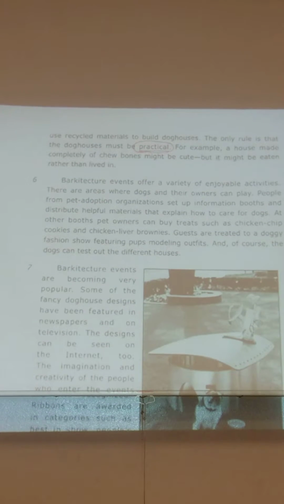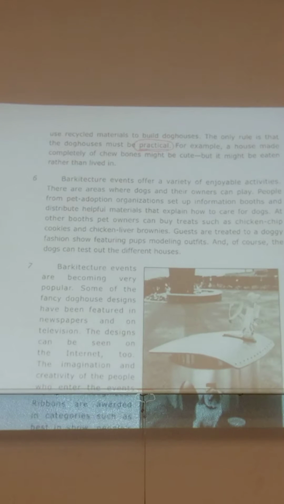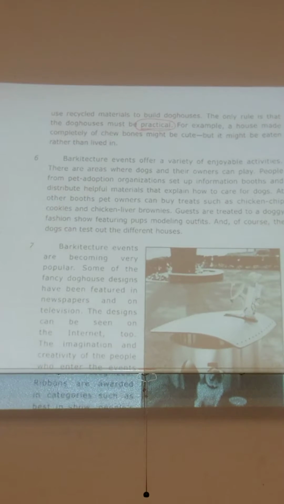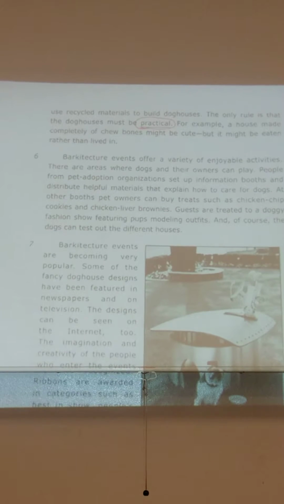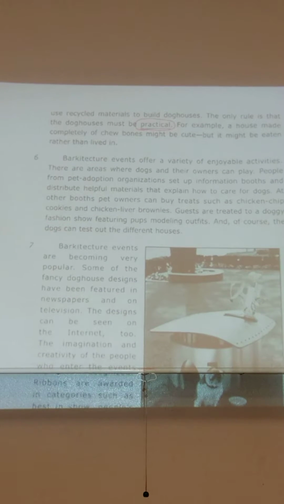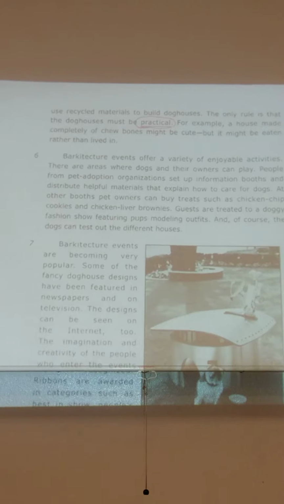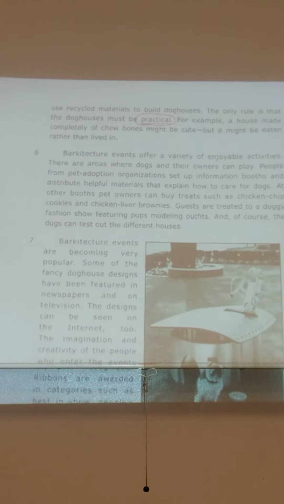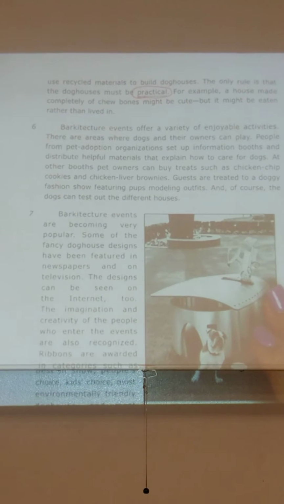What does that mean? Don't eat it. So, right. It has to be practical. Like, oh, I made that whole house out of the doggy chew bones. Oh, it's so cute. But yeah, the dog's going to chew on it the entire time. Okay. Yeah. So there's another house down there. All right. We already did 5. Let's go to 6. Ready?